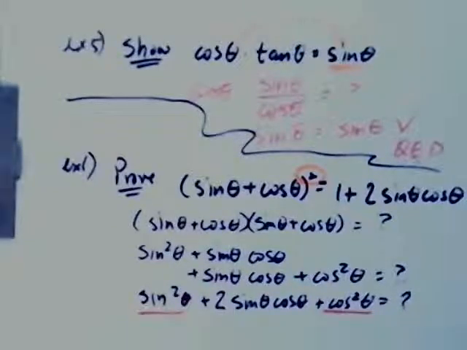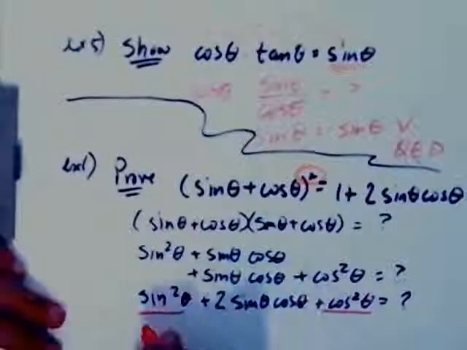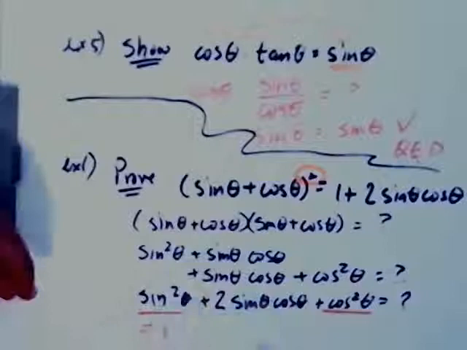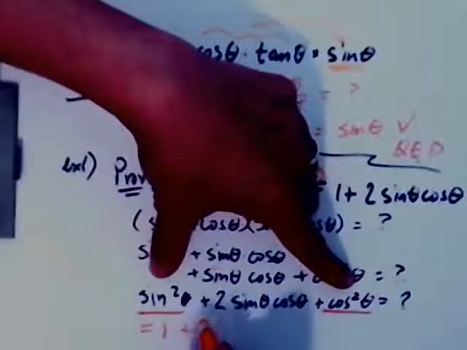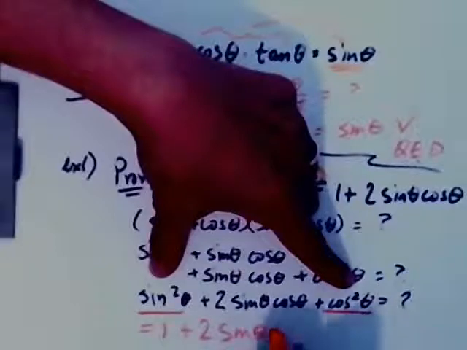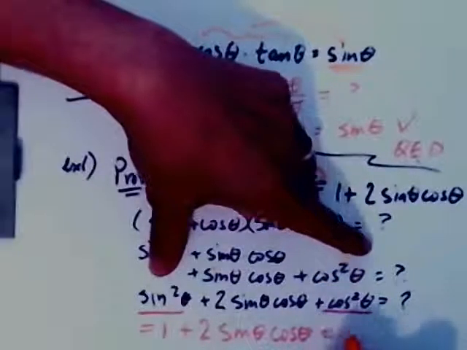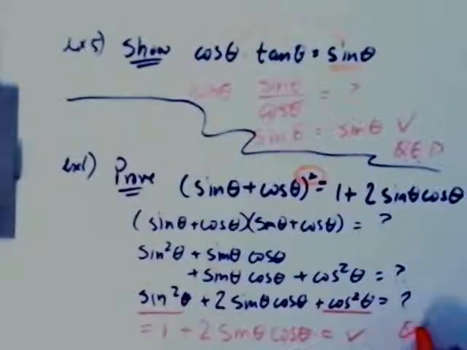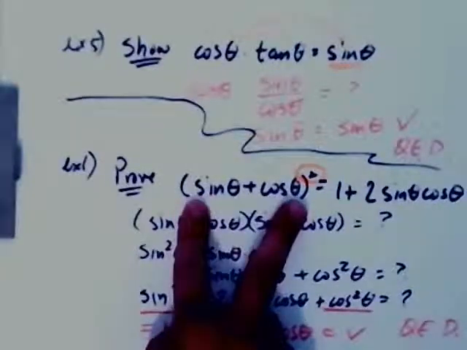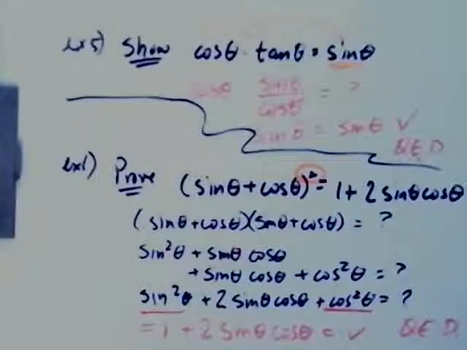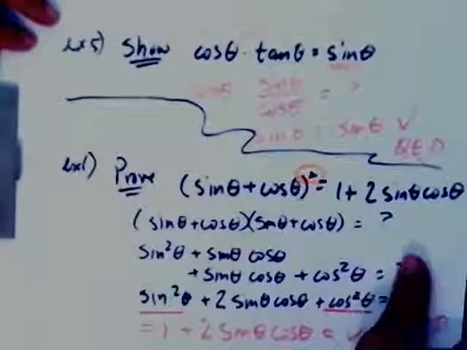I want you to pause it and try to figure out what that is right there. You've seen it before, like 100 times maybe? No, not 100 times. Maybe 20, 30 times. We know that sine squared plus cosine squared equals 1. That equals 1 right there. Plus 2 sine of theta cosine of theta. Check. There it is right there. QED. And thus we have demonstrated that this identity on the left is the same identity on the right. Okay, that was example number 6.